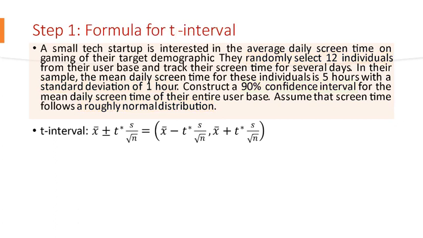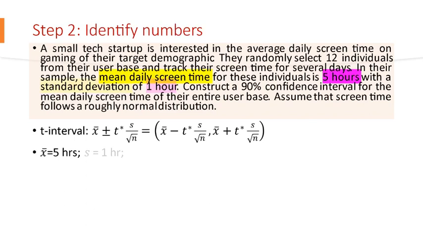Step 1. Copy the formula for confidence interval under the T procedure. You can find the T interval formula in the formula sheet as x bar plus or minus t star times sample standard deviation, s, divided by the square root of n. Step 2. Identify numbers. You can identify the symbols in the T interval formula. X bar is 5 hours, which is the sample mean daily screen time. The sample standard deviation is 1 hour. N is 12, the number of individuals sampled. The degree of freedom is 11, which is n minus 1.